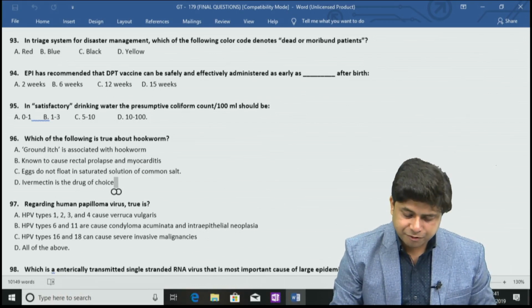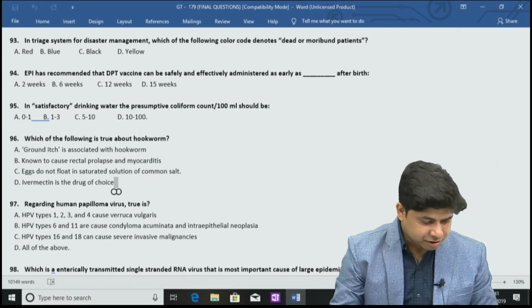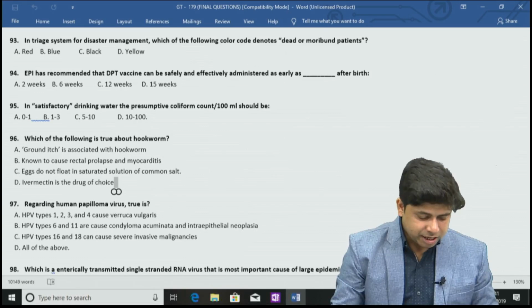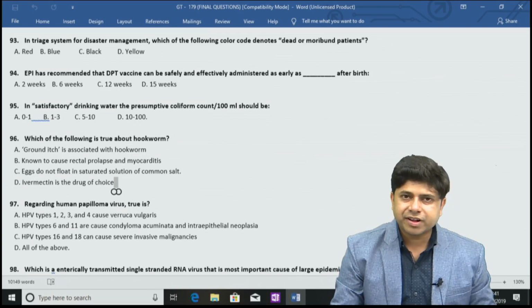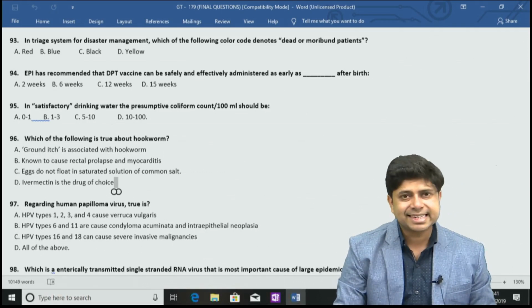So 1, 2, 3, 4, yes, they do cause Verruca vulgaris, which is what? The common warts. HPV type 6 and 11 are associated with condyloma acuminata. Condyloma acuminata, 6 and 11.